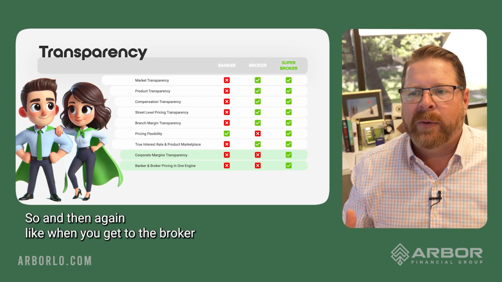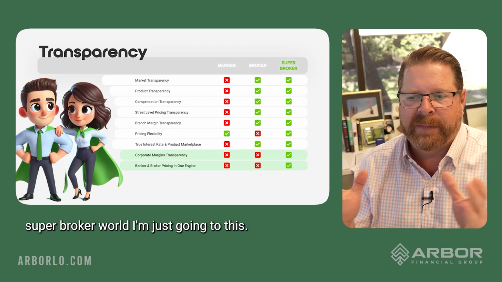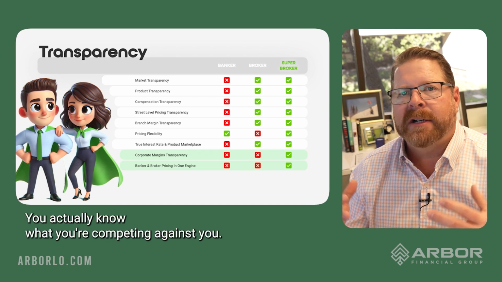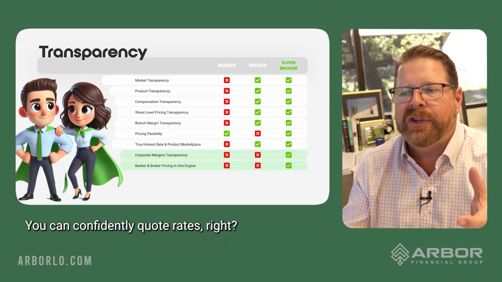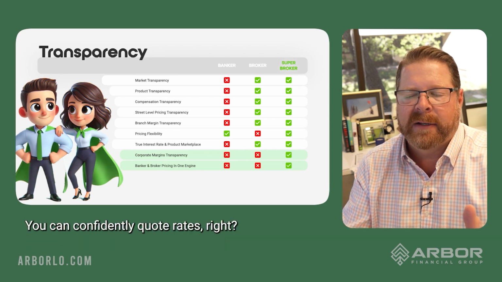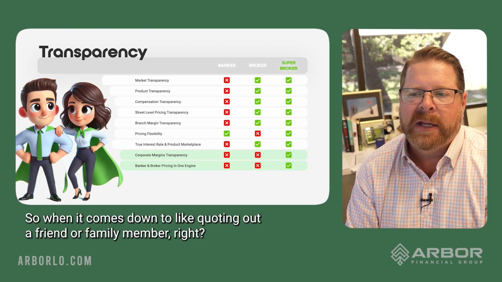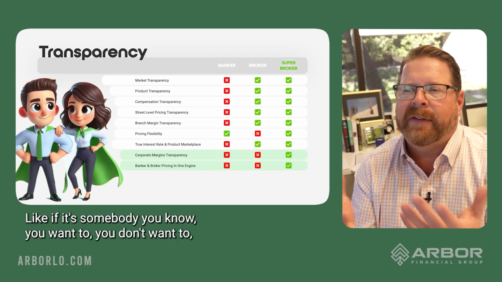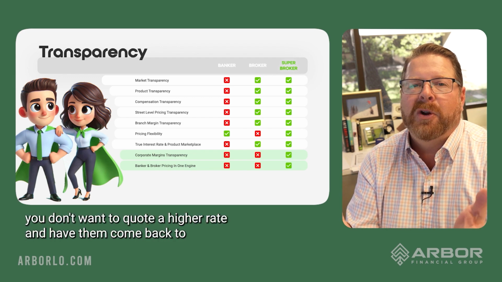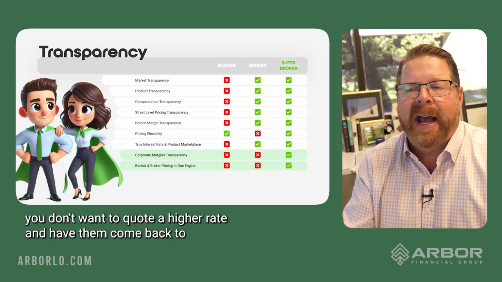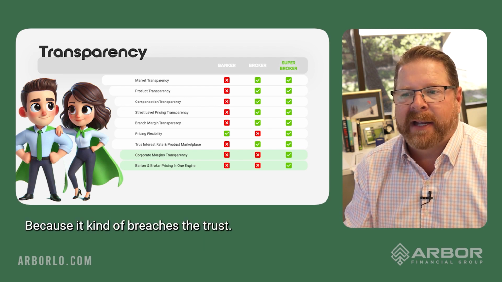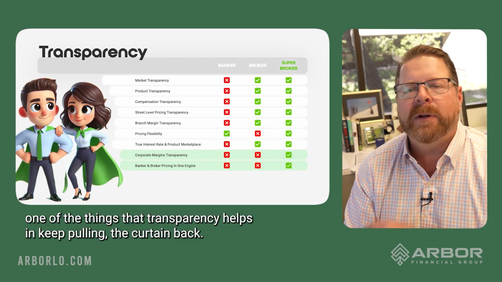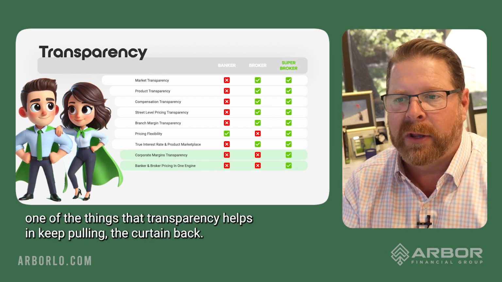Again, when you get to the broker, super broker world, it's all about this true interest rate, street level price, kind of the same topic. You actually know what you're competing against. You can confidently quote rates. So when it comes to quoting a friend or a family member, you don't want to quote a higher rate and have them come back to you and ask, why are your rates so high? Because it breaches the trust, and there's already this implied trust between you and your referral source. So that's one of the things that transparency helps. And I keep pulling the curtain back.